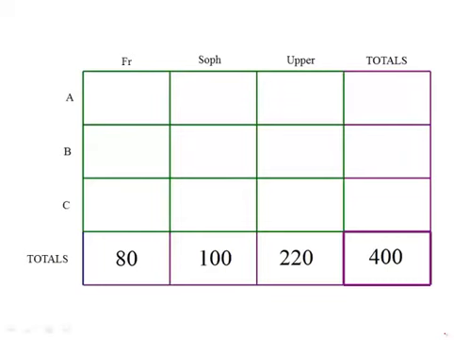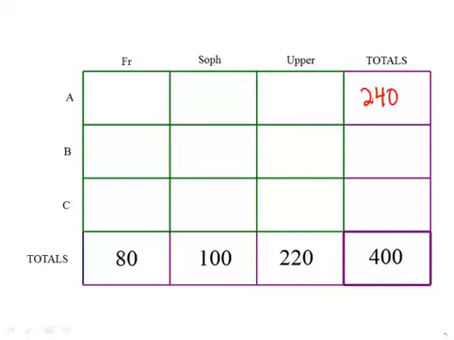And here I've written in the totals for freshmen, sophomore, and upperclassmen, and I just went ahead and summed across that bottom row to get 400. So that's the total number of people at the school. So now we can start thinking about the percentage information. 60% of the students are from A. We need 60% of 400. Well, 10% of 400 is 40, so multiply that by 6, and that's 240.